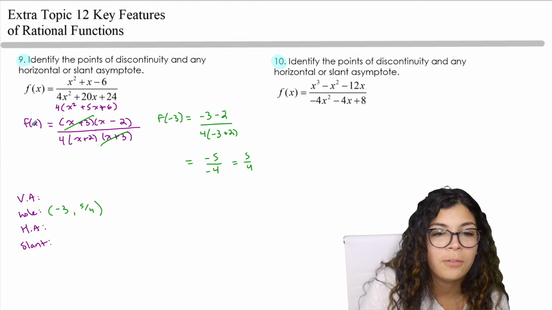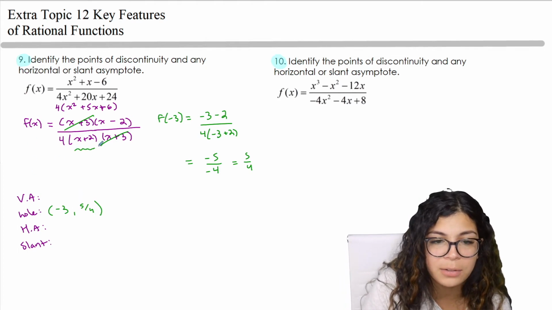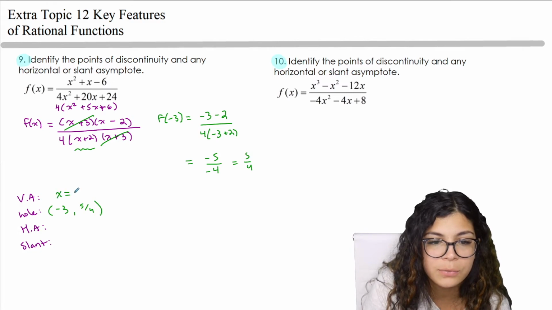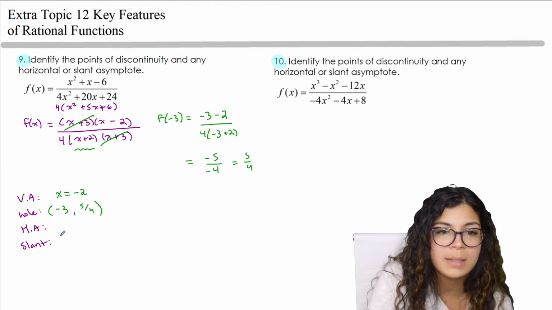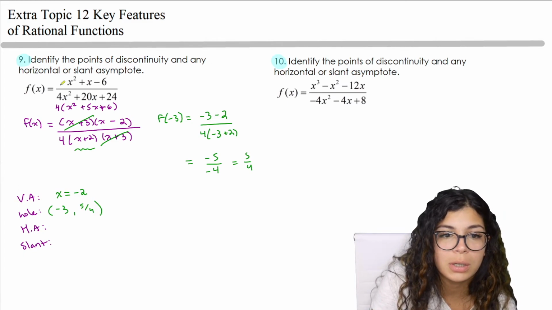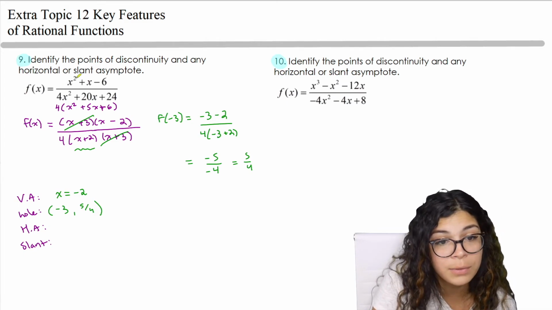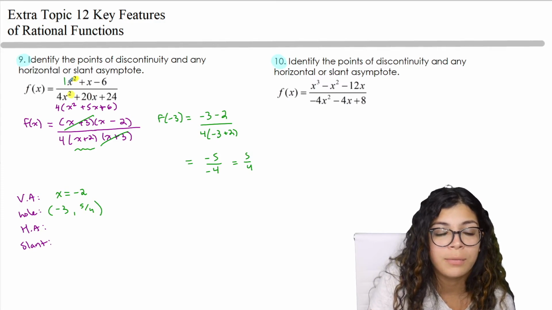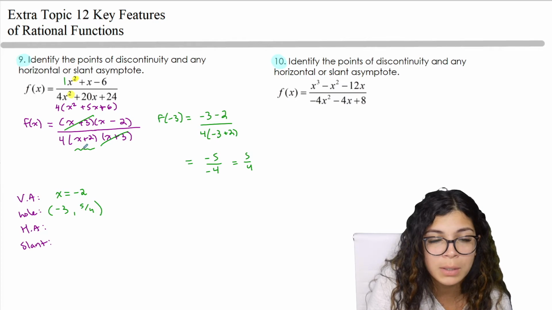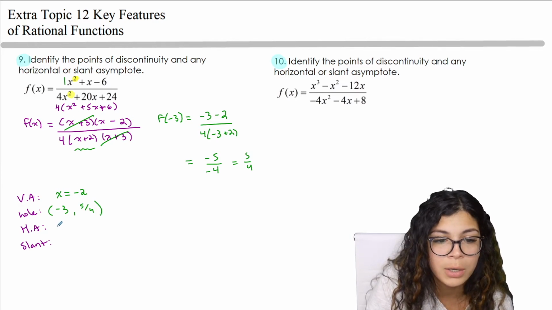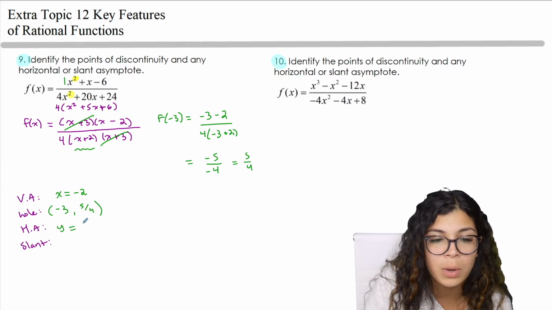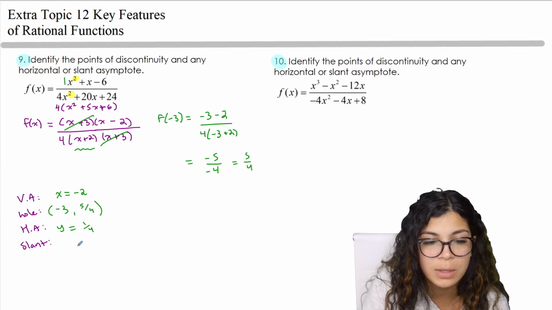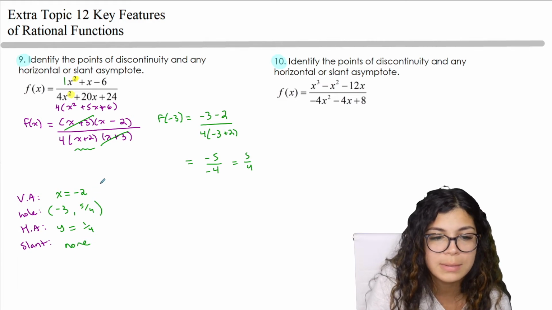All right, now vertical asymptote. We have this factor that remains, so we have a vertical asymptote at x equals -2. And horizontal asymptote, well, the degree of the numerator and the degree of the denominator are the same, so we're going to do the ratio of the coefficients. The coefficient in the numerator is 1, the coefficient in the denominator is 4. So the horizontal asymptote will be the line y equals 1/4. And because there is a horizontal asymptote, that automatically means there is no slant.